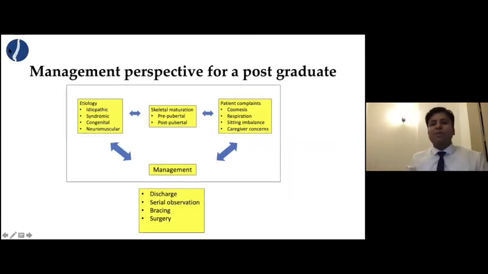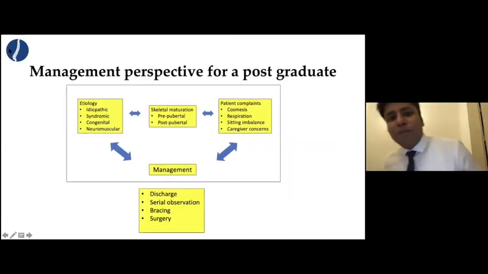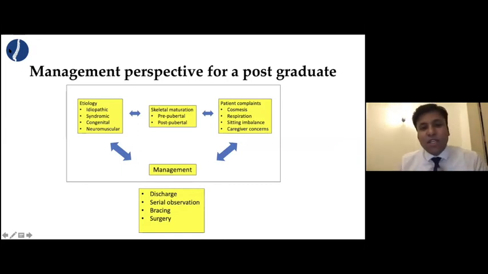Now, the management perspective for a postgraduate, I will not go into the details, but I will just talk about what should stimulate you clinically to make a management plan. Now, this is the slide. I like to revise it. So entire management revolves around the interplay of the etiology, skeletal maturation, and what the patient comes to you for. Together, you decide the management. The management can be discharge from the clinic, serial observation, bracing, or surgery. In our country, bracing may or may not be feasible, but still an option.